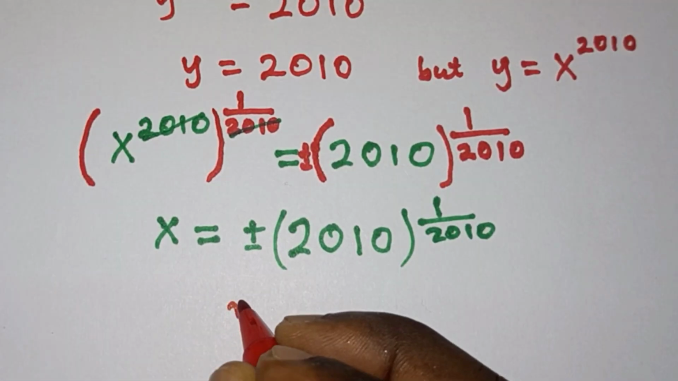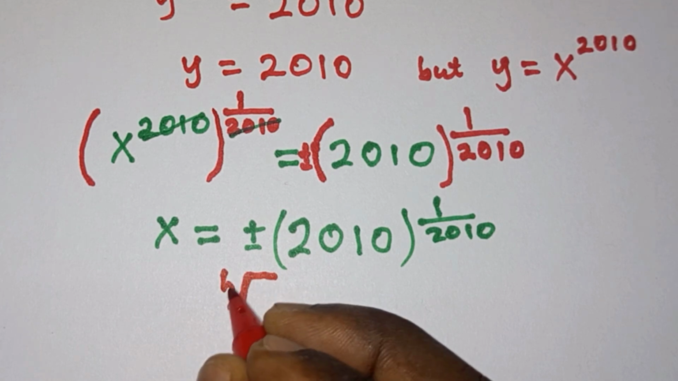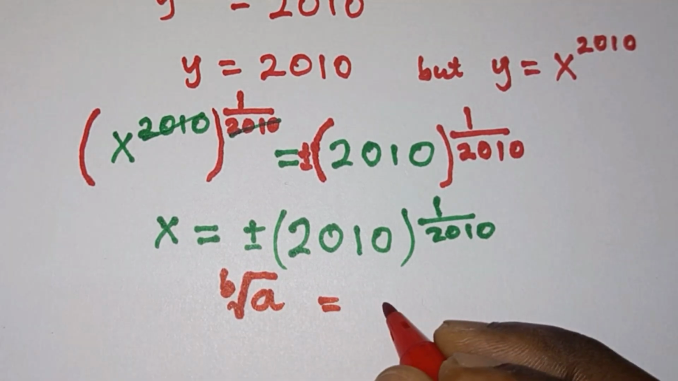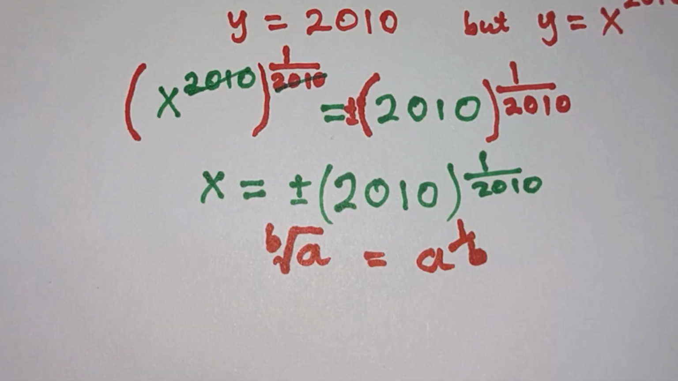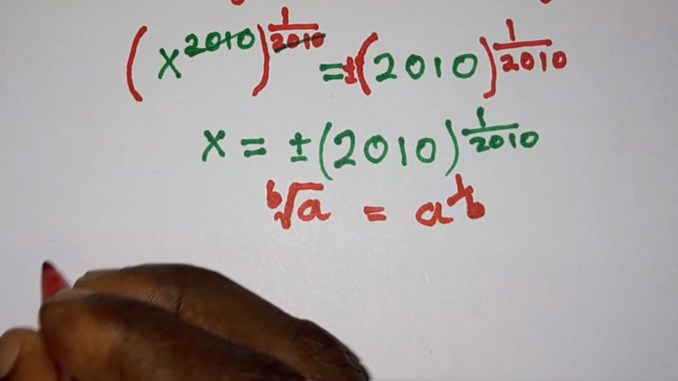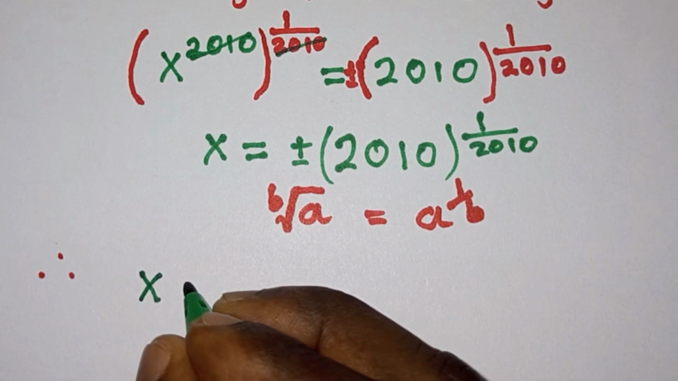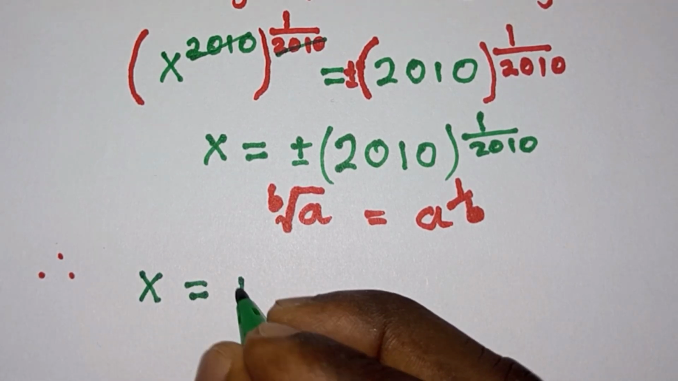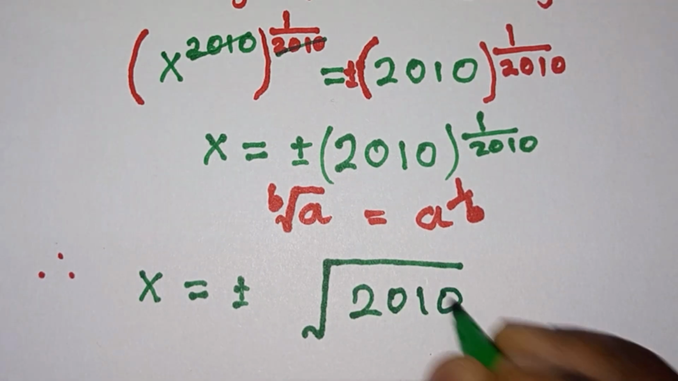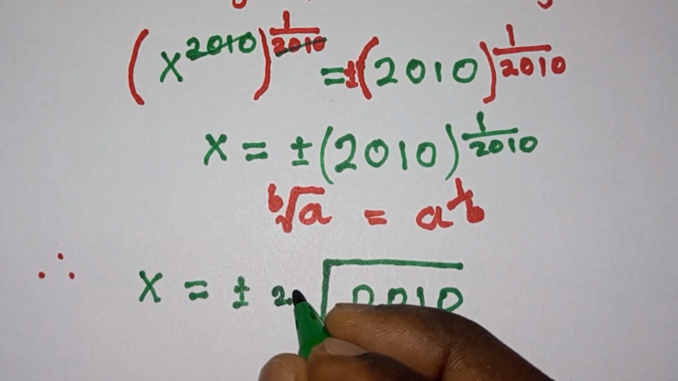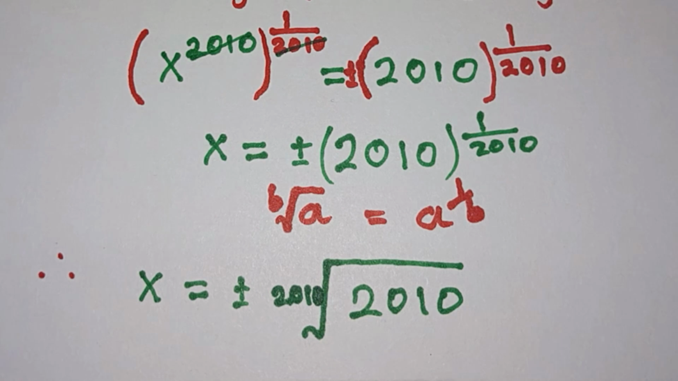But we can rewrite this. If we have b root of a, this is the same as a to the power 1 over b. So this implies that we can also write x as x is equal to plus or minus 2010th root of 2010. So this is the final answer.